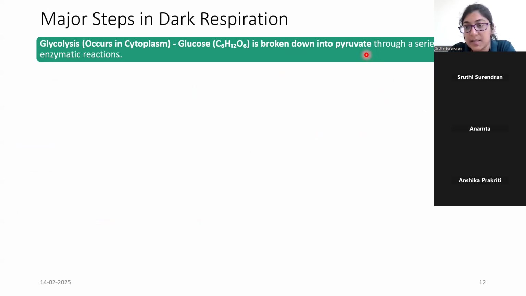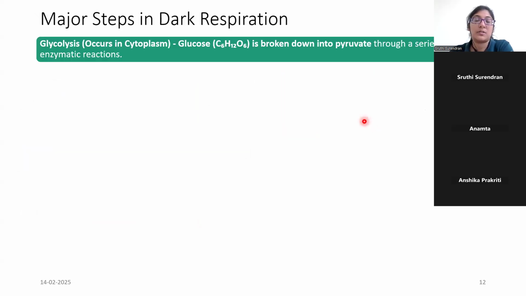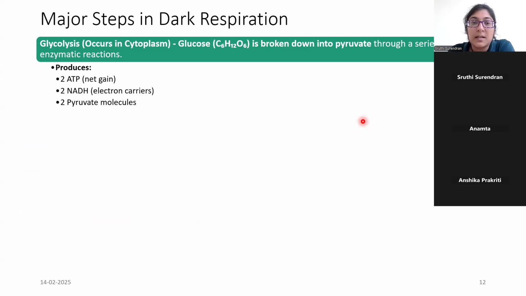So like I said, there are three major processes in dark respiration. First is the glycolysis. The glycolysis is occurring in the cytoplasm of the cell. So this cytoplasm that is outside the mitochondria, the glycolysis will occur. And this process of glycolysis is nothing but when the glucose molecule is broken into pyruvate molecule through a series of enzymatic reactions, then we say that the glycolysis process happens. Now, this glycolysis process is resulting in production of 2 ATP, 2 NADH, and 2 pyruvate molecules.